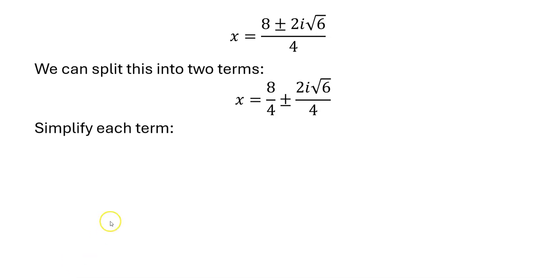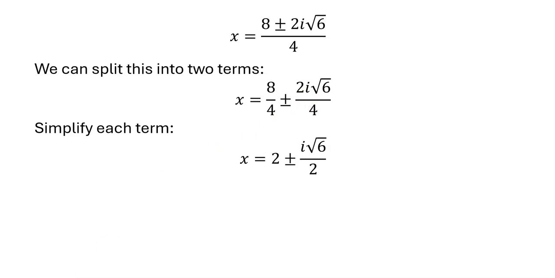8 over 4 reduces to 2, and in the second term, I have 2i on the outside of the radical and a 4 on the bottom. Well, 2 and 4 are both reducible by 2. So 8 over 4 is 2, 2i over 4 is i over 2, so I can simplify this to be 2 plus or minus i radical 6 over 2.